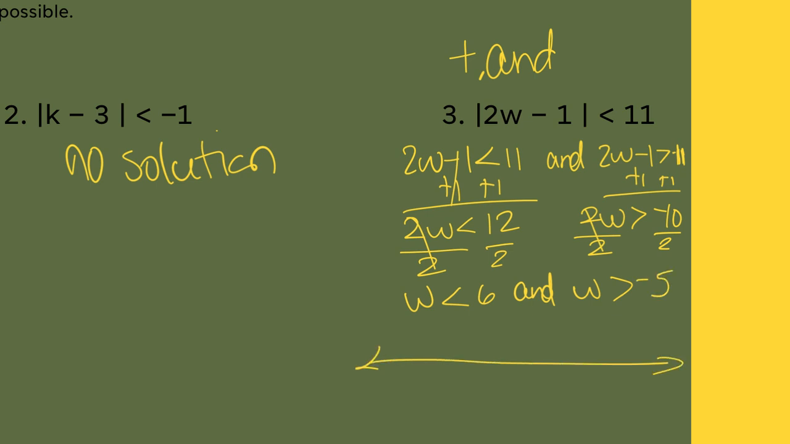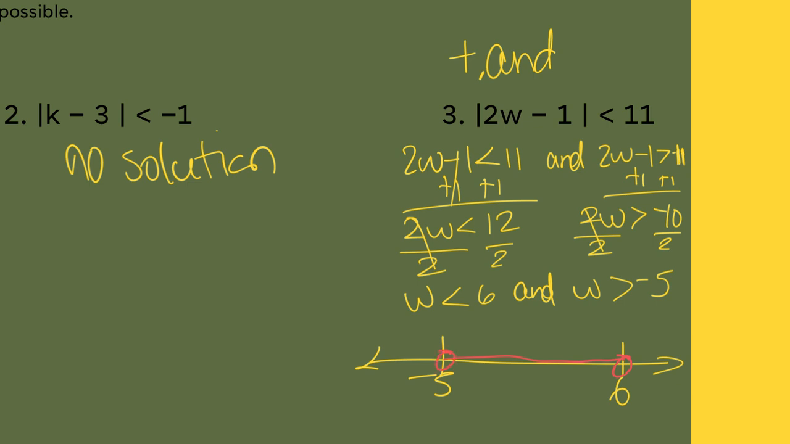Can I graph? Negative 5 here and 6. Is my 6 going to be open or closed? And I'm going to the left. Is my negative 5 going to be open or closed? And I'm going to the right.